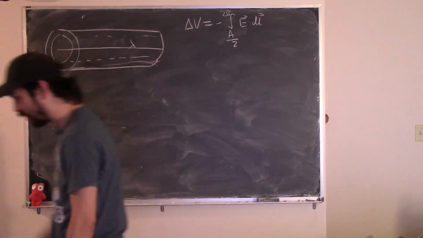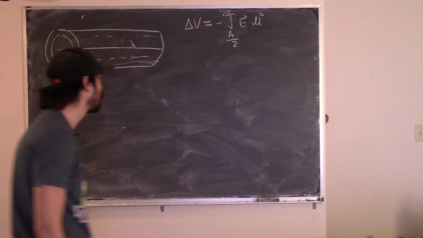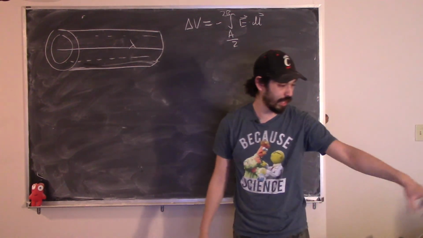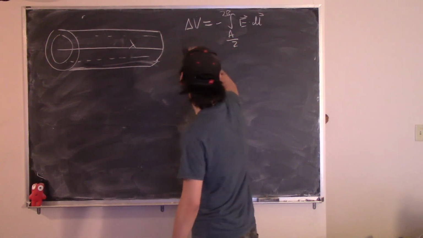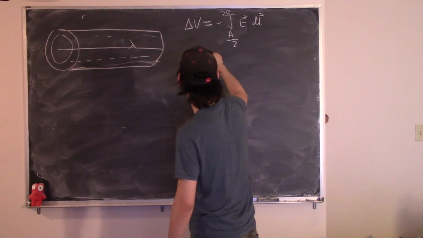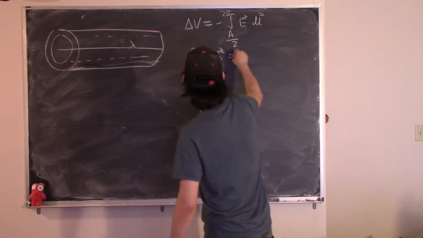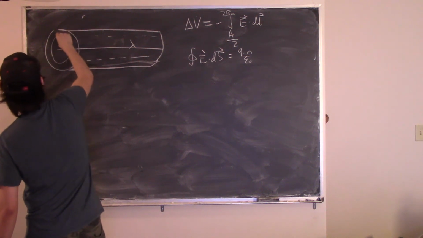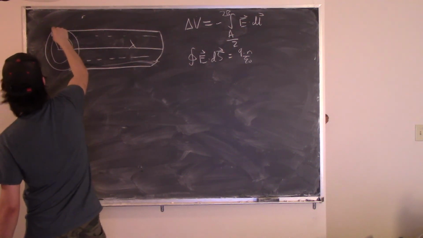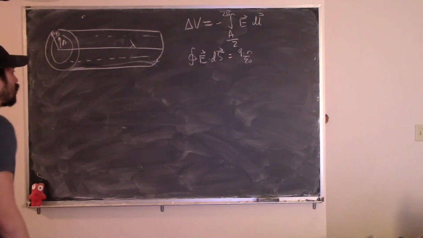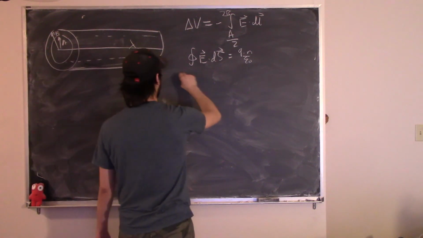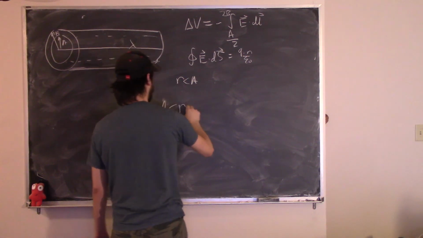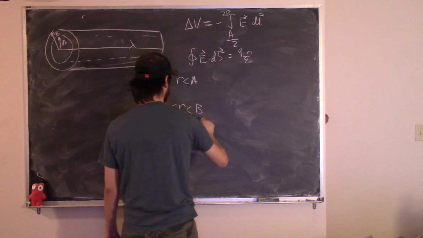When we're asked to find this delta V, we need to find what the electric field is. And this is a problem dealing with conductors, and so that should lead us to want to use Gauss's law here. E dot ds is equal to Q in divided by epsilon naught. The regions I have here: this is the radius A, this is the radius B. I have 3 different regions that I need. The first region is when r is less than A. The second region is when r is greater than A and less than B. And the last region is when r is greater than B.